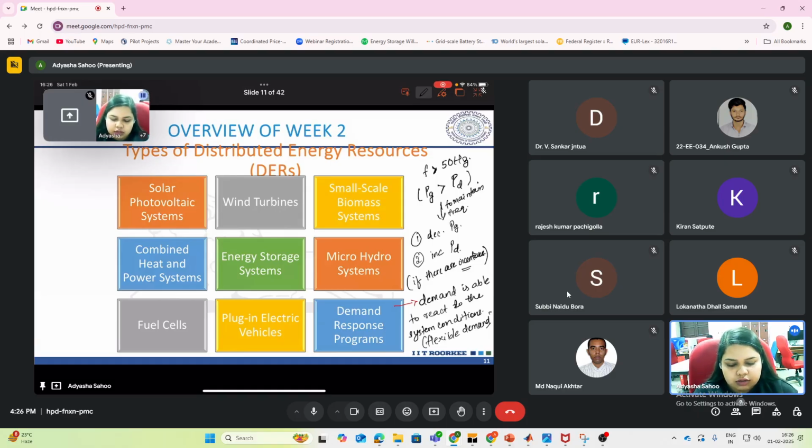Then we have plug-in EVs. So how can this EV affect the power system operation? Anyone?